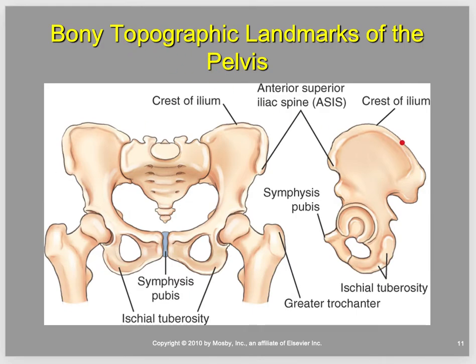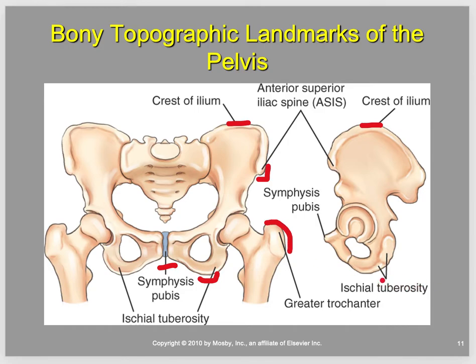So bony topography, we know some of it. We have the crest of the ilium that we palpate. The ASIS, anterior superior iliac spine, we palpate. We do not palpate the pubic symphysis. We do not palpate the ischial tuberosities. We can, however, palpate the greater trochanter.